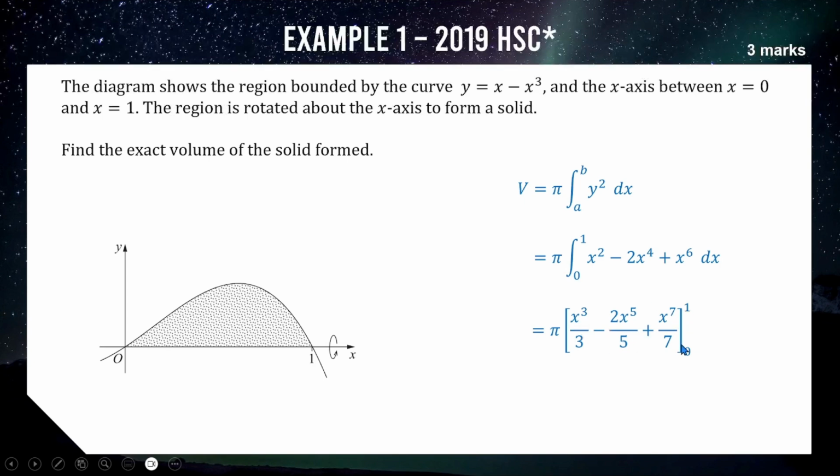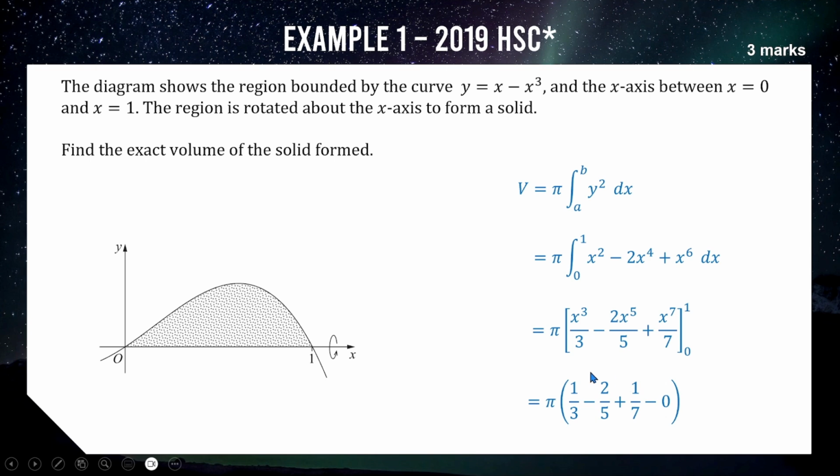Our limits are 1 and 0, which are mercifully as nice as they could possibly be. When we sub 0 into all three of these terms, they're all just going to turn into nothing, which is very convenient. So when we sub in 1, we get 1 over 3 minus 2 over 5 plus 1 over 7. So that's us subbing in x equals 1. And when you sub in x equals 0, like I said, they all just turn into nothing. So it's just minus 0.